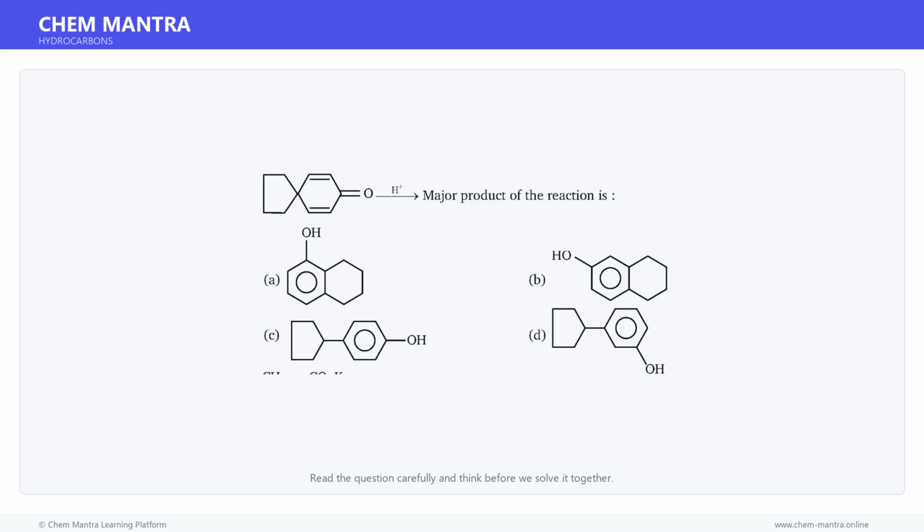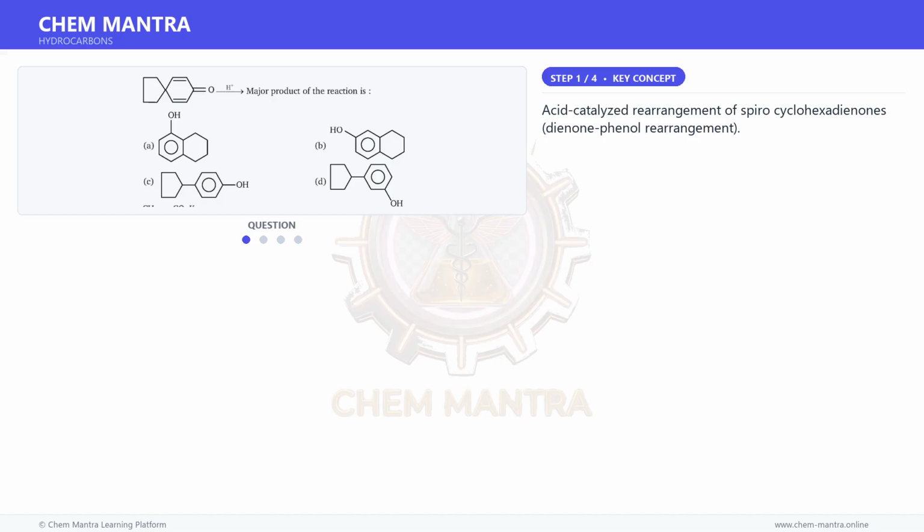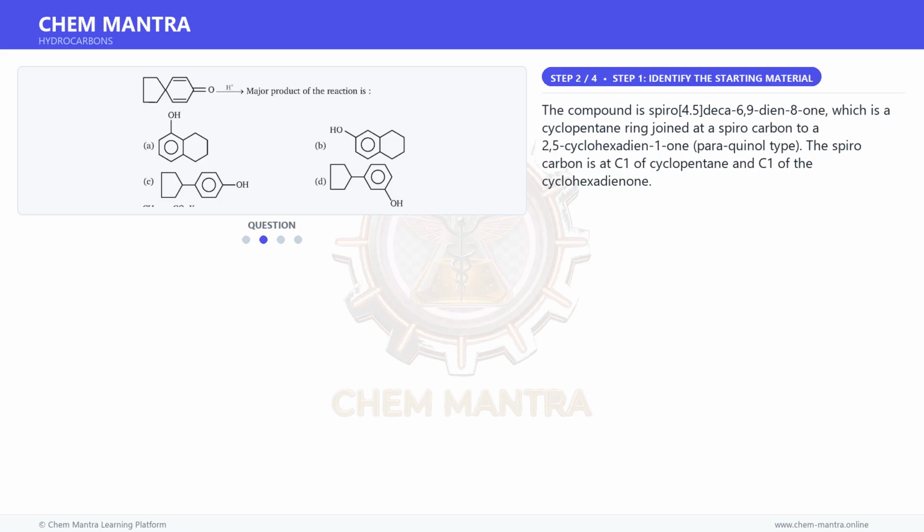Here is a question. Read it carefully and think about the answer. Let us solve it step by step. Let us first understand the key concept here. Acid-catalyzed rearrangement of spirocyclohexadienones, the dienone-phenol rearrangement. Moving on to the next step.